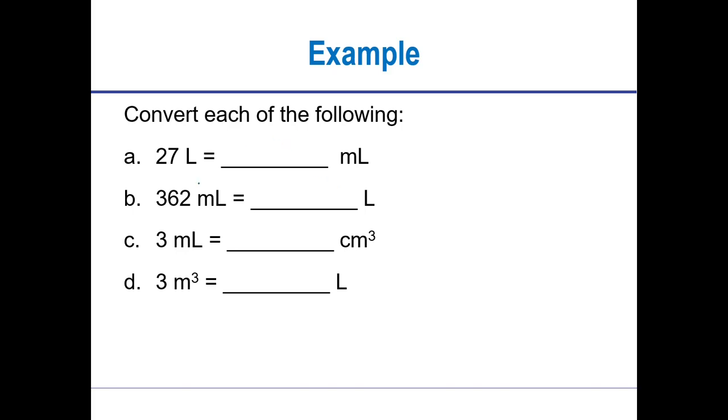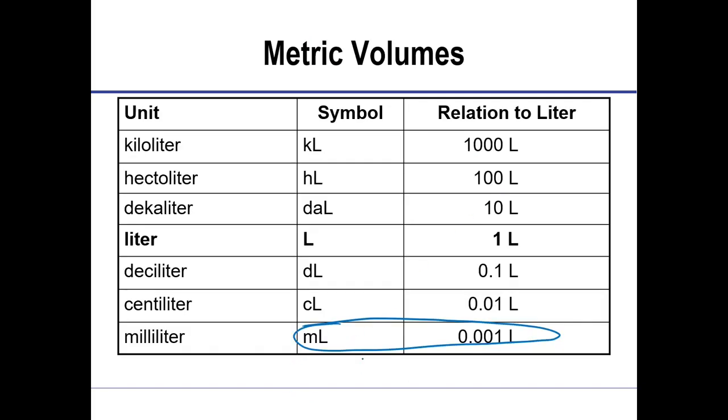A, I want to convert 27 liters into milliliters. So we'll start with 27 liters, and I'm going to multiply that by a unit fraction. I want the liters to be on the bottom, and I want the milliliters on the top. Remember, our unit fraction has to have a value of 1. So let's go to our table and figure out which unit fraction to use. I know 1 milliliter is equivalent to 0.001 liter. So that's what we're going to use as our unit fraction.